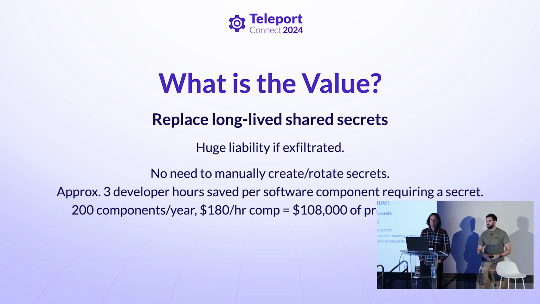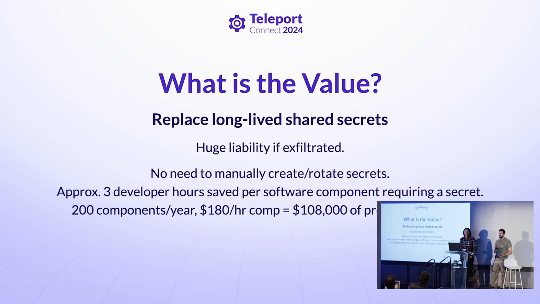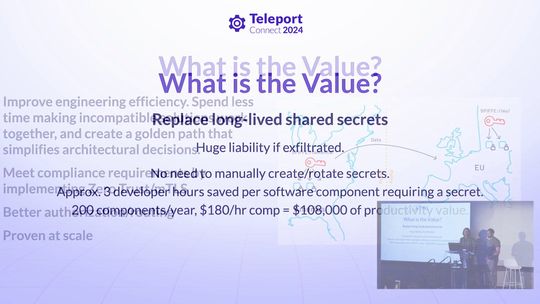your engineers time. A study estimated that for each service or component you have that uses secrets or needs secrets, you'll spend about 3 engineering hours a year rotating and creating them. And this quickly adds up. If you've got 200 services and you're paying your engineers $180 an hour, then you're going to save $108,000 worth of productivity value. And your engineers will thank you. It's not fun creating and rotating secrets.